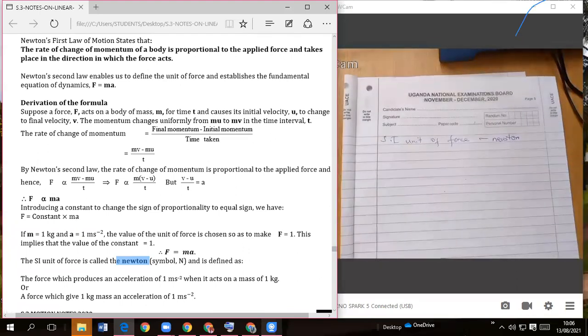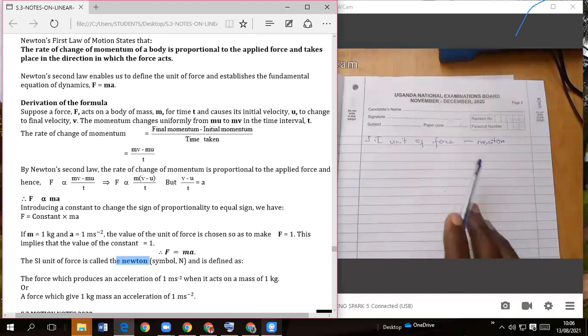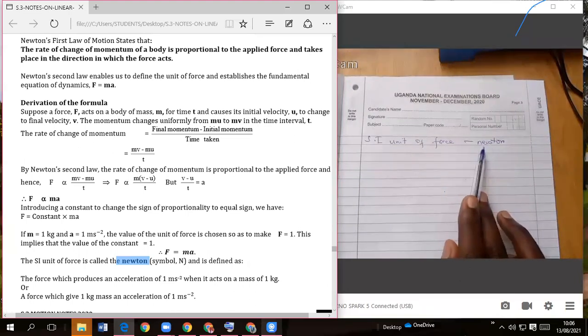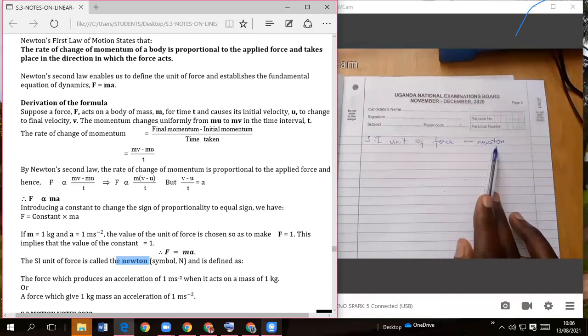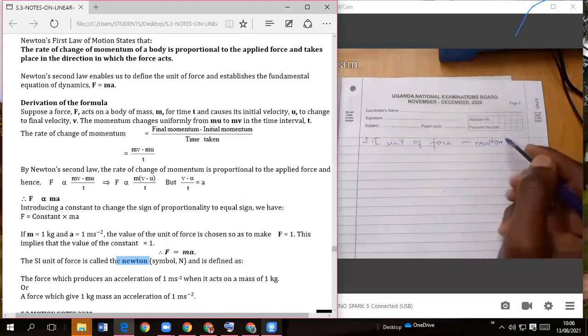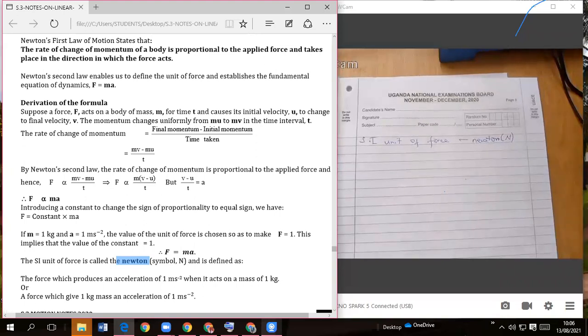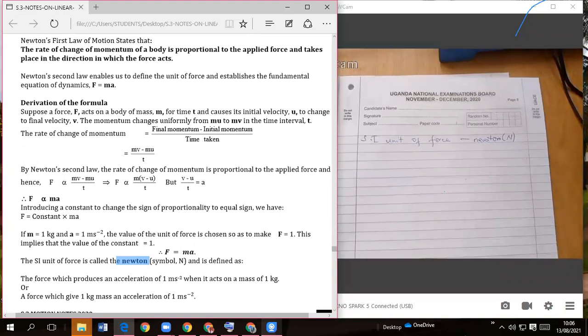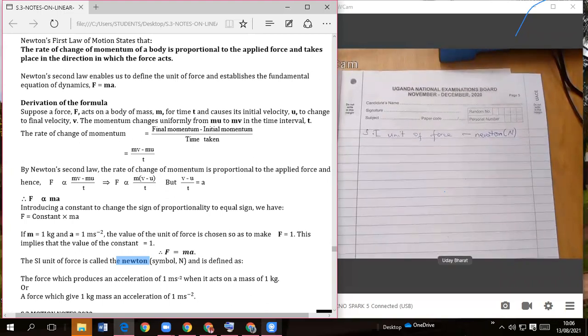you write in small letters. You start with the small letter n. If you are writing it as a unit, then the symbol in brackets you write capital N, like that. Are we together? Very good. But if you are writing it as the name of a person, you start with a capital letter.